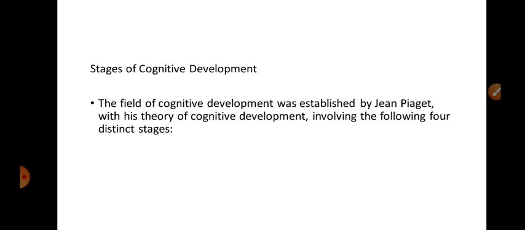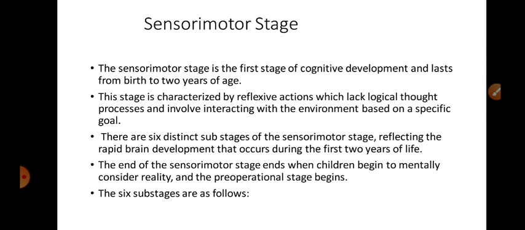Stages of cognitive development. The field of cognitive development was established by Jean Piaget, with a history of cognitive development involving the following four distinct stages. The first one is the sensorimotor stage. The sensorimotor stage is the first stage of cognitive development, and it lasts from birth to 2 years of age. It is the stage in which the mind grows from birth to 2 years of age.